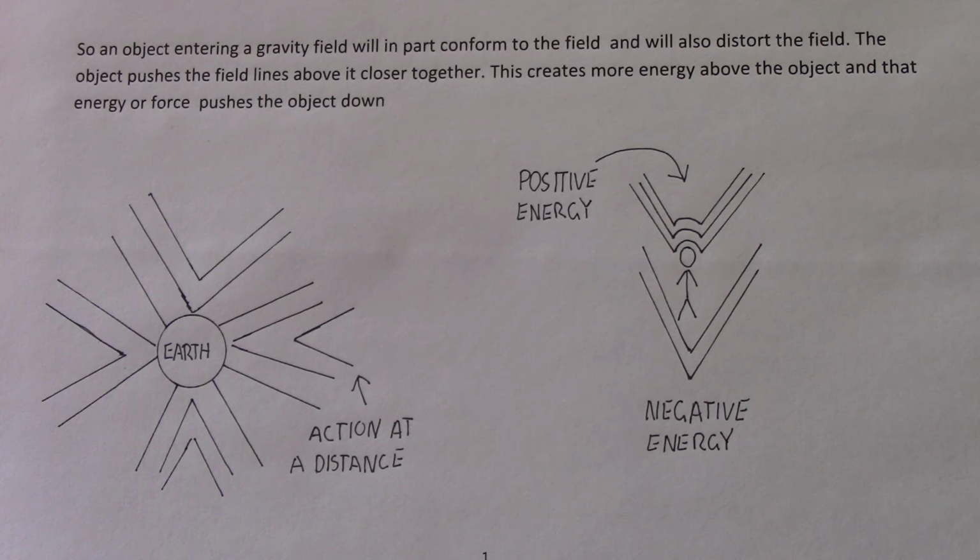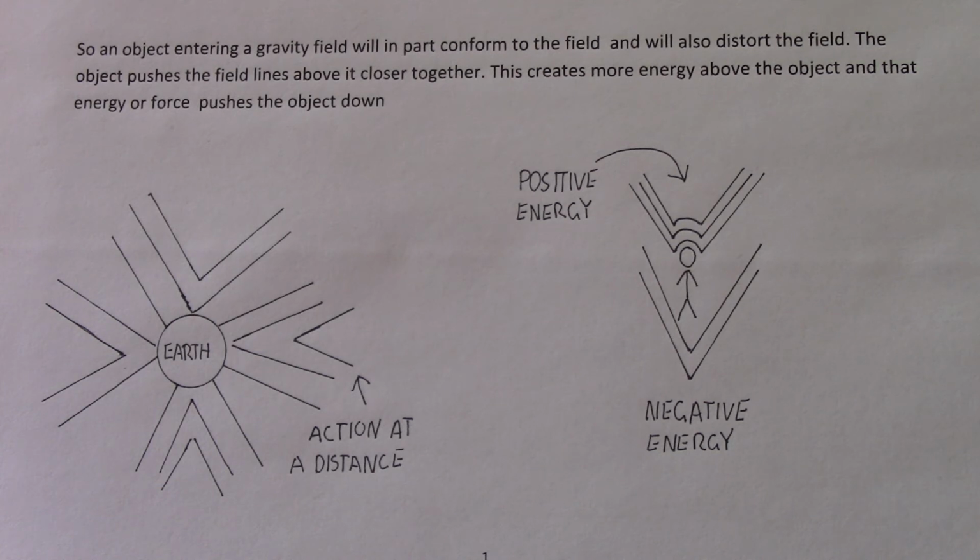Therefore, it's a negative field. So the field lines are pulled towards a central point. Now, as you move away from that central point, the lines become less distorted. So the force weakens over distance. Therefore, an object entering a gravity field will be affected by the field instantaneously, which allows action at a distance. So we don't need any kind of transmission between objects for gravity to have an instant effect.